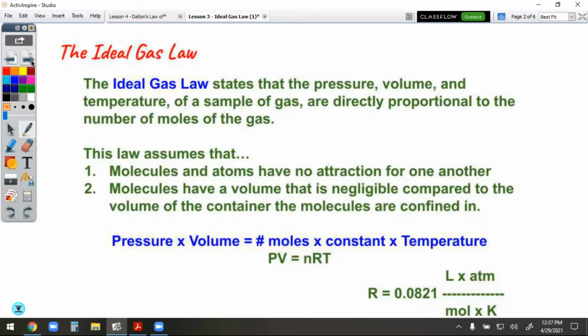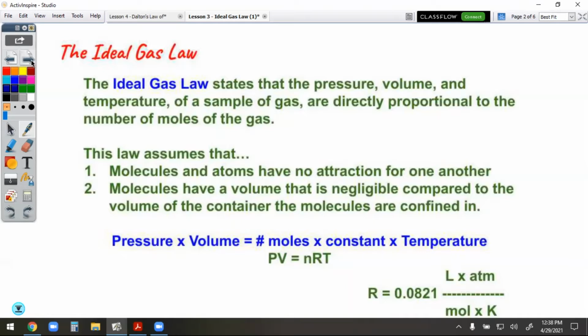Just finishing them with stoichiometry, and now we're bringing them back to introduce them into our new unit on gases. Now, the ideal gas law makes use of two assumptions. Number one, that molecules and atoms have no attraction for one another. Technically, that's not 100% true. And we'll find out how our calculation is changed as a result.